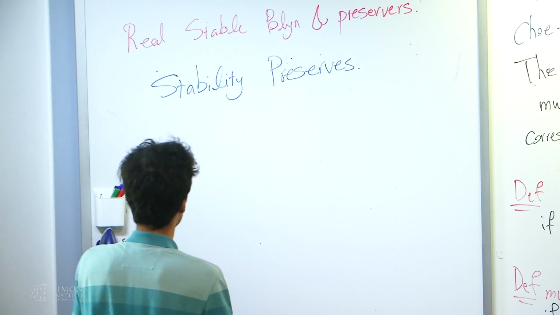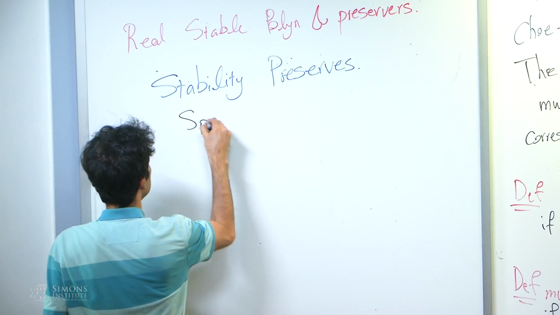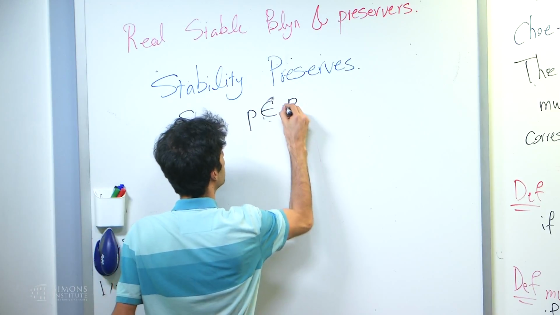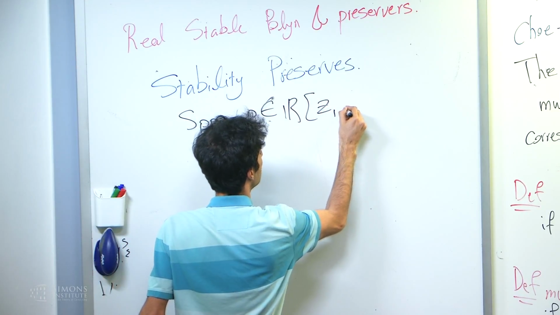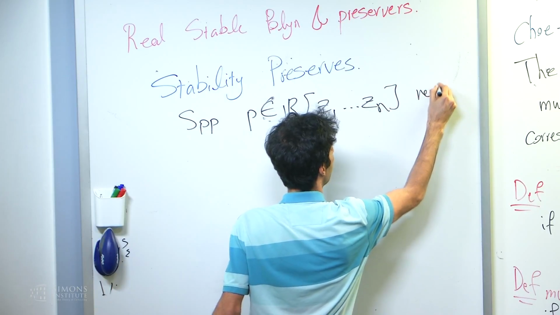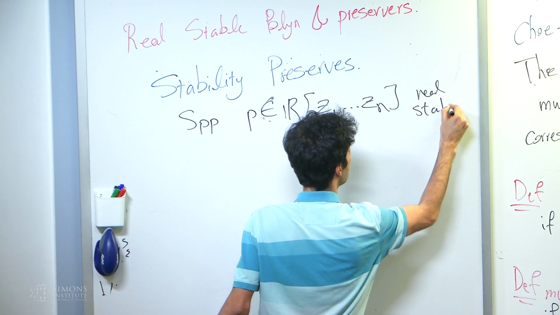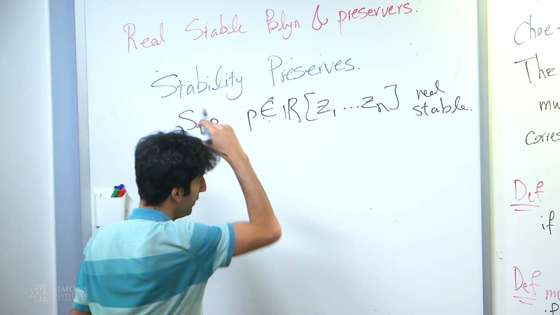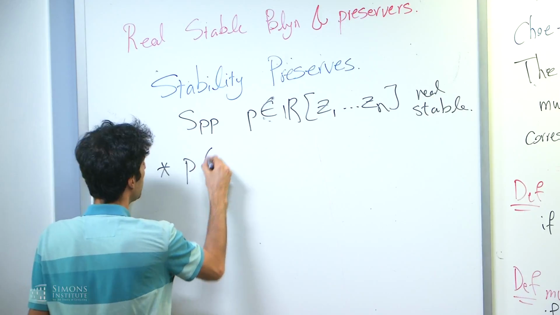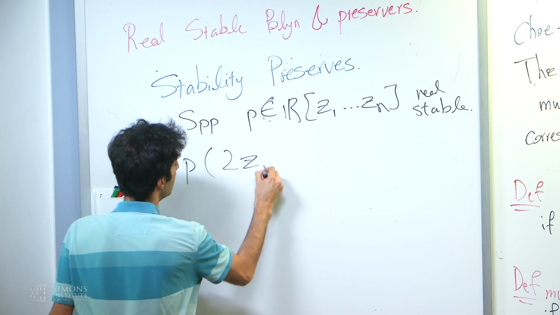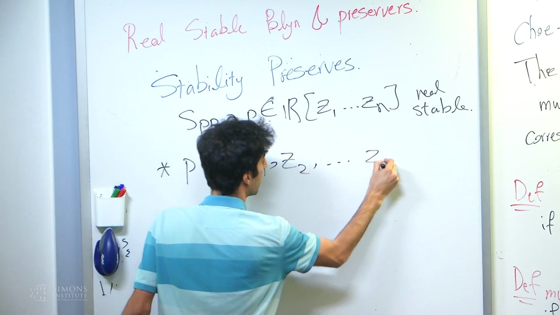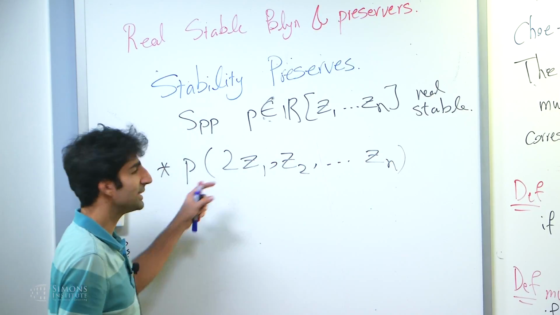So let me start with some. So suppose you have a polynomial P, which is with real coefficients, which is real stable. So now let's see some operators. So here's the simplest one. Let's look at P of 2z_1, comma z_2 up to z_n. So I'm saying this is real stable.